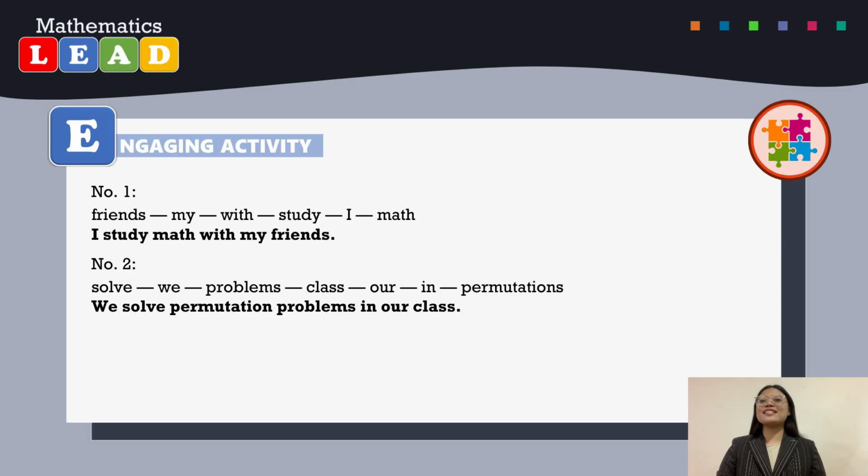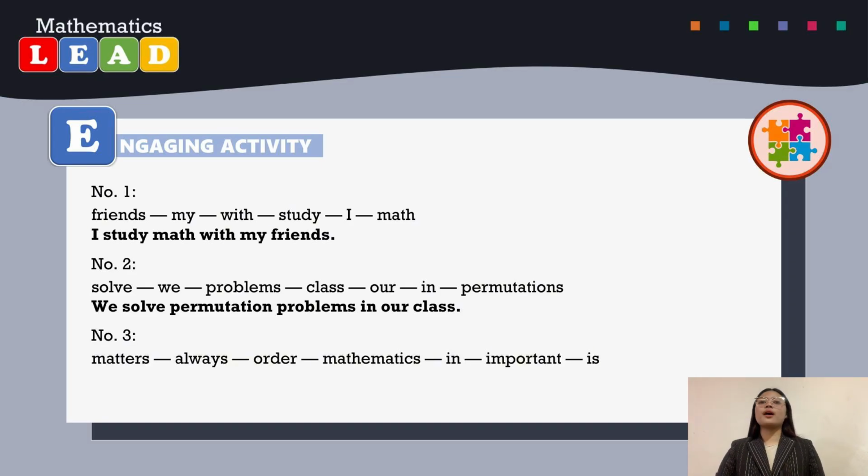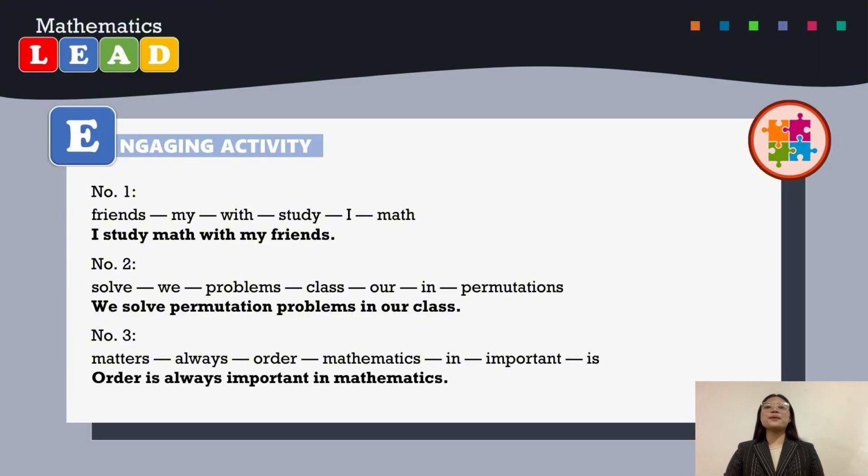And here is your last challenge. 7 words again. What meaningful sentence can you create from this? The correct answer is order is always important in mathematics, and that is the core idea of permutations. Order matters. Great job, everyone! You just rearranged phrases with multiple possible orders. This quick activity proves that when the arrangement changes, the meaning changes. And that brings us to today's lesson, permutations.